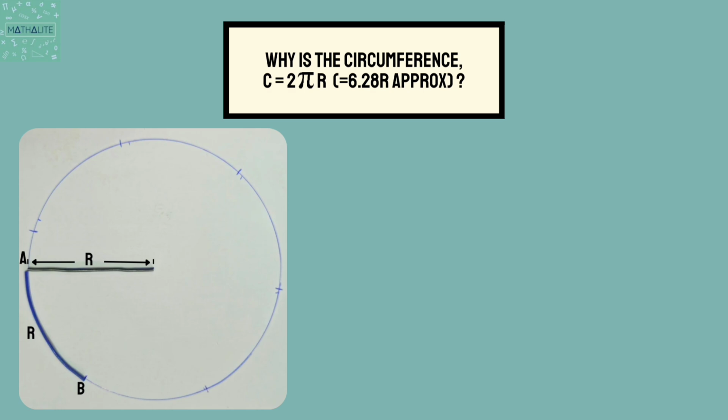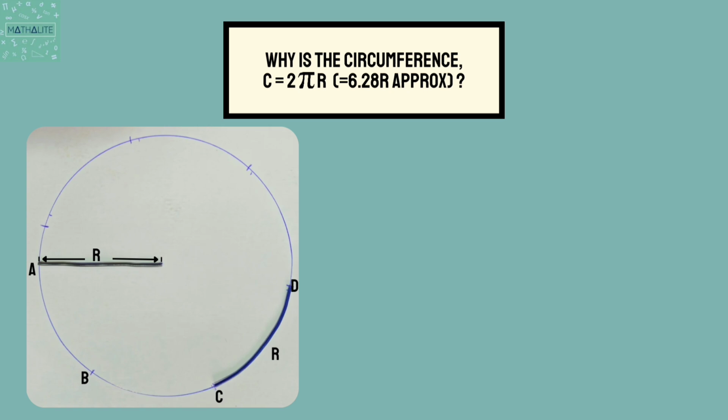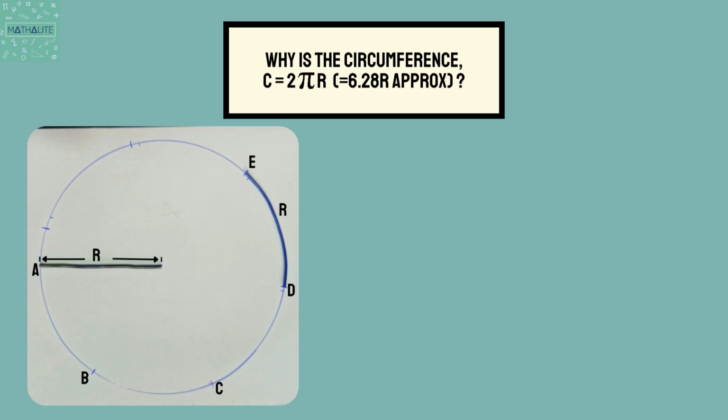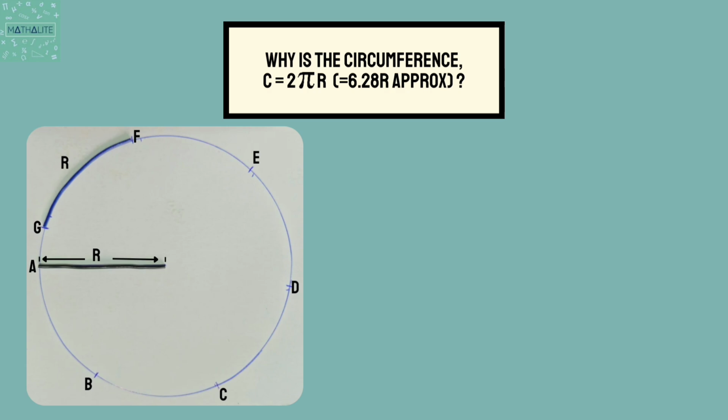Placing the same wire on point B, it stretches up to point C again having the same length r. Continuing from point C, the wire goes up to point D having length r. Placing the same wire on D, it stretches up to point E where DE is equal to r. Again continuing from point E up to F where EF is equal to r. Next placing the wire on F up to G where FG is equal to r.